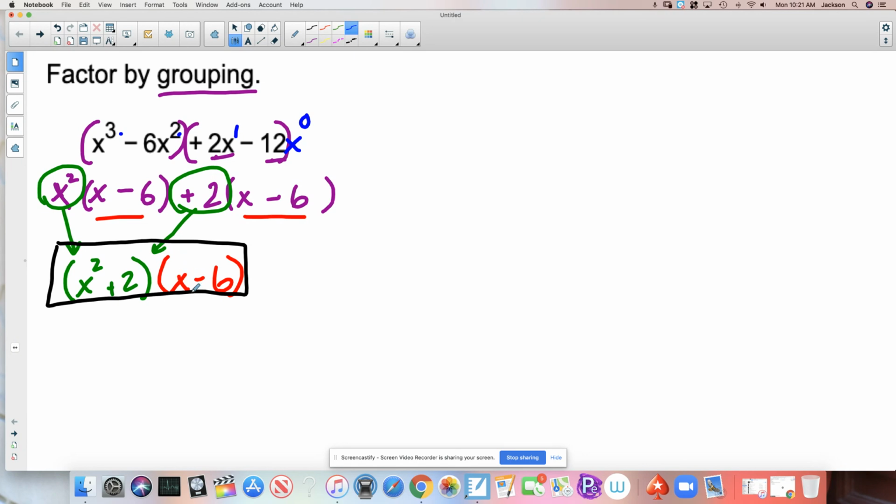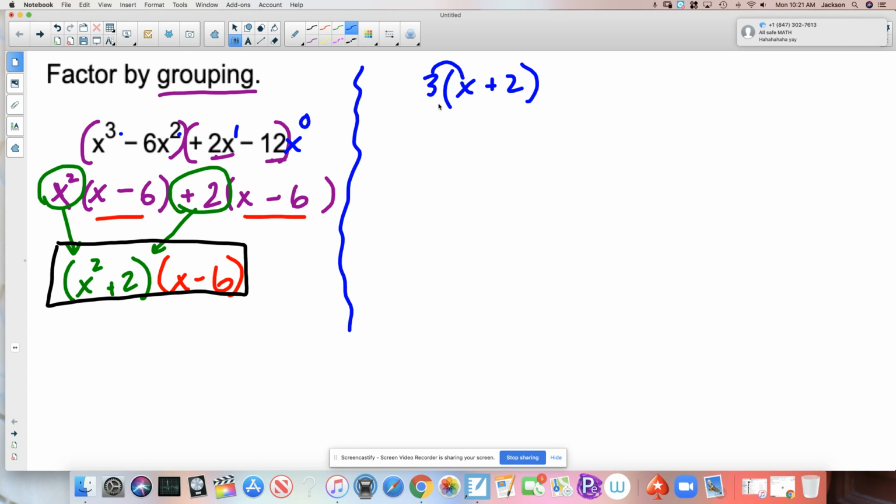Now let's talk about why this works. What it comes down to is this idea of distributing. Let's take something simple, let's just say 3 times x plus 2. What is distributing? Distributing is a way to show multiplication. When we have a 3 touching the parentheses like this, we take this 3 and multiply it times x, that would look like this. And then we multiply the 3 times 2, which would look like this.